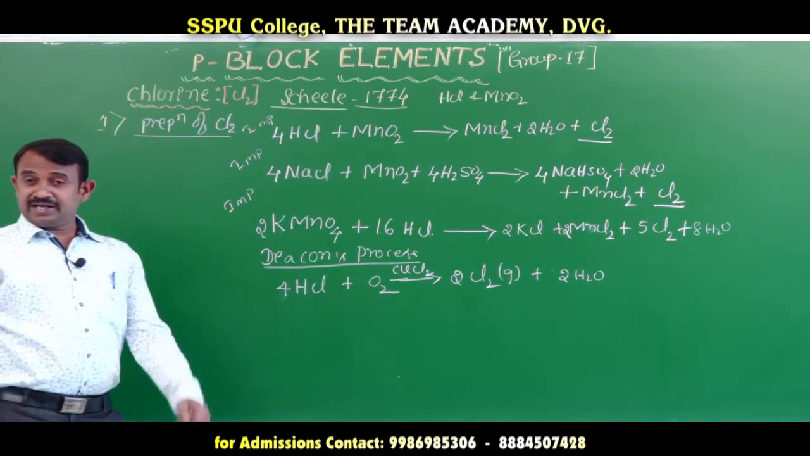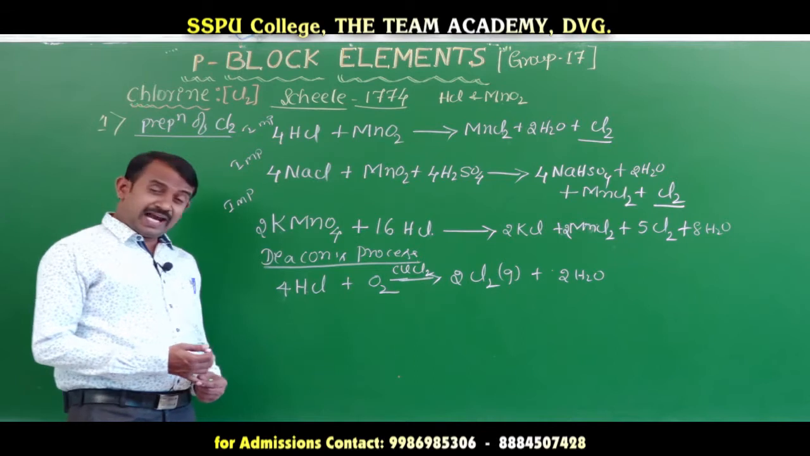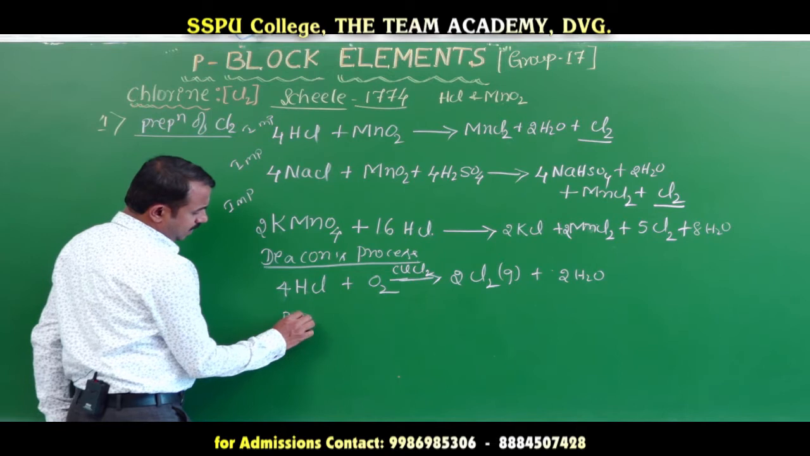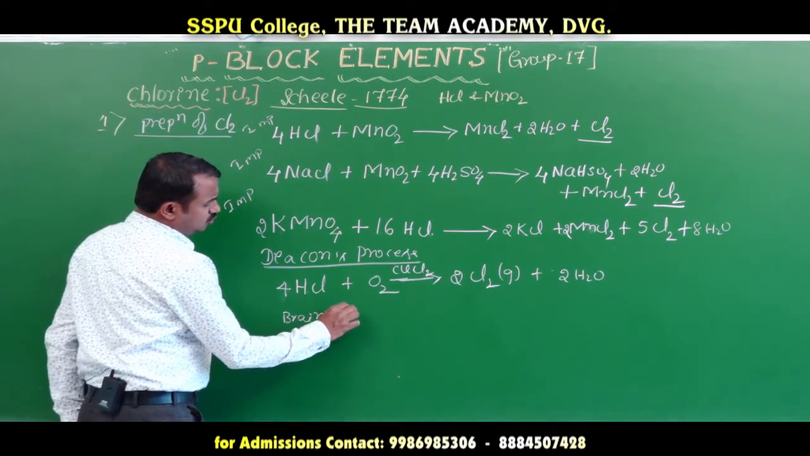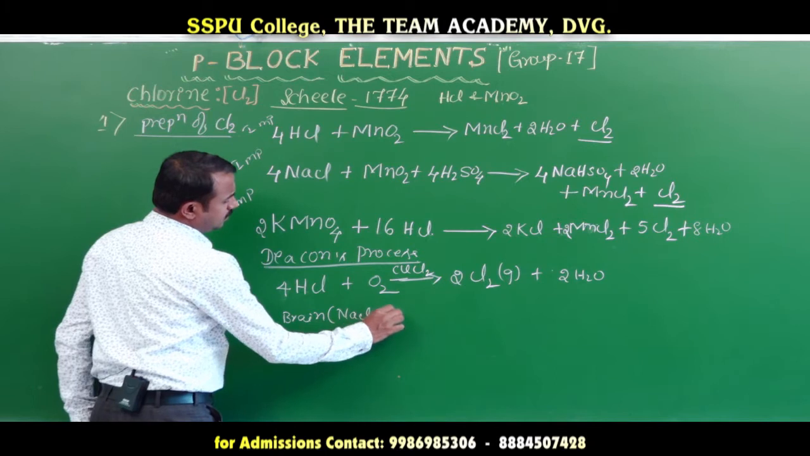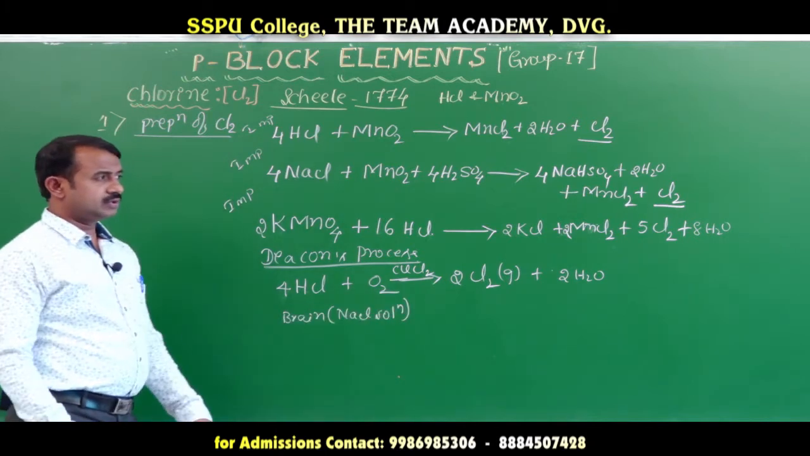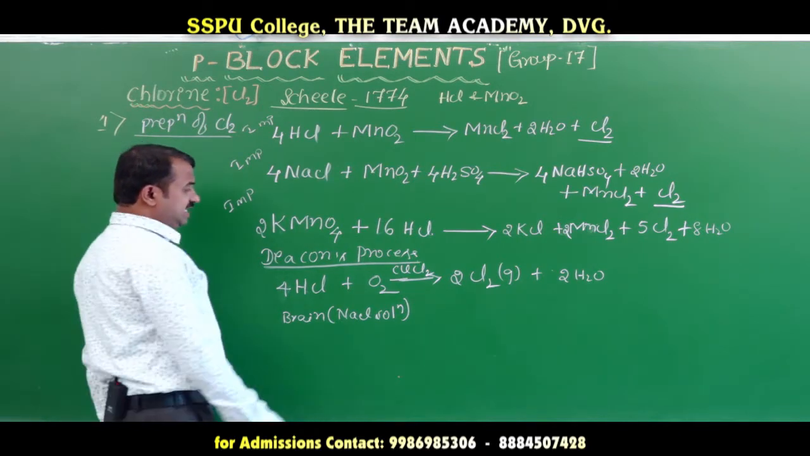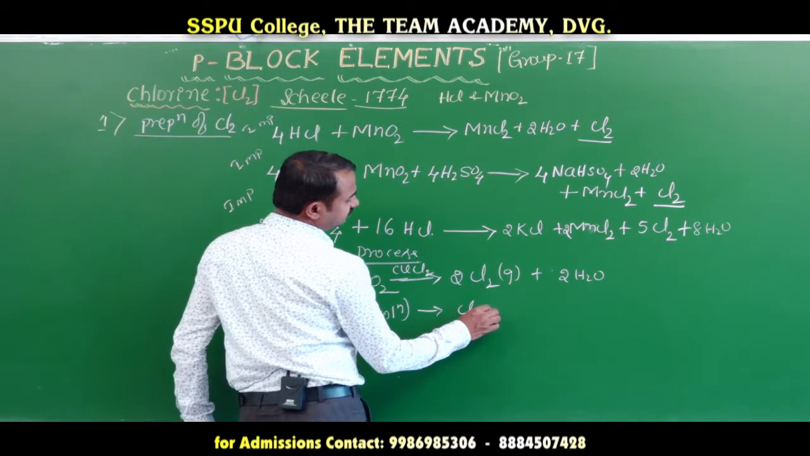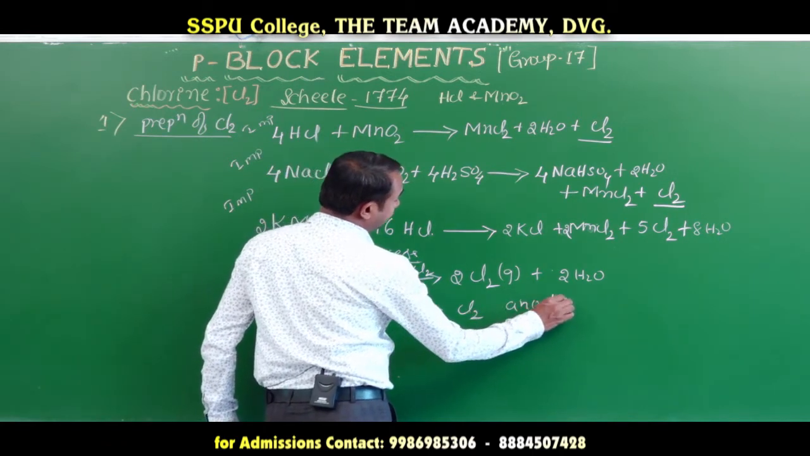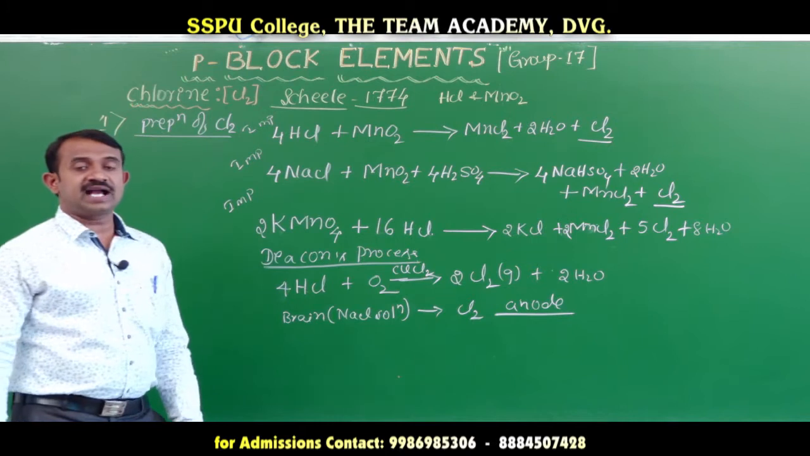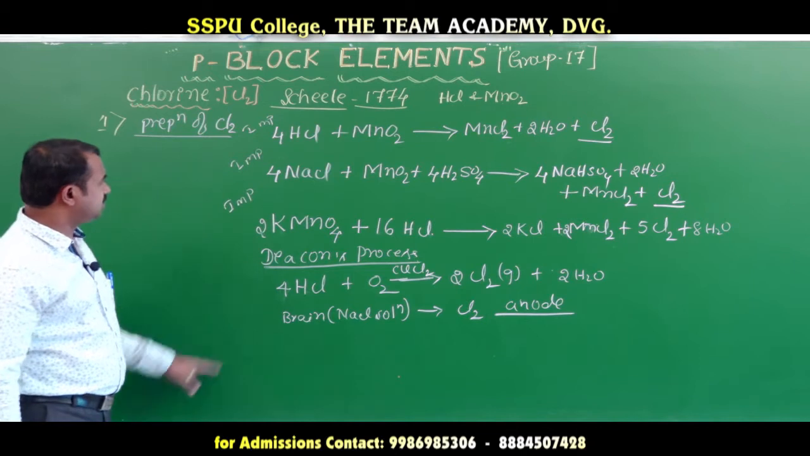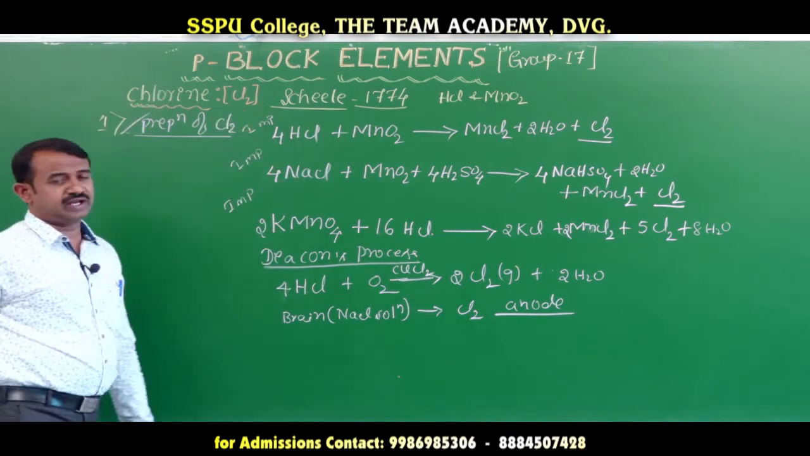Or we can prepare it by electrolysis. You take a brine solution, meaning sodium chloride solution. When the sodium chloride solution undergoes electrolysis, chlorine gas is released at the anode. These are the different methods of preparation of chlorine.